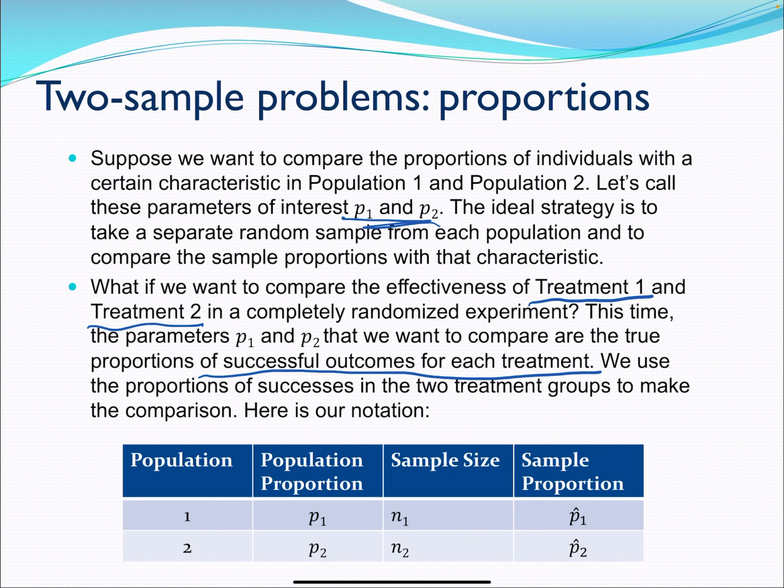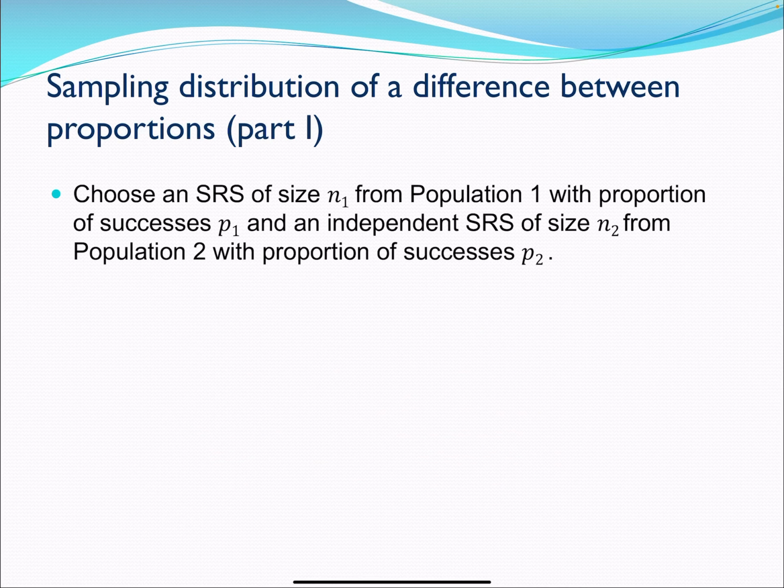So let's look at our notation. I've got population 1. Here's the true population proportion, its sample size, and the sample proportion for treatment group 1. And here we have the same for treatment group 2. So what we would need to do is choose a simple random sample of size N1 from population 1 with proportion of successes P1 and an independent simple random sample of size N2 from population 2 with a proportion of successes P2.